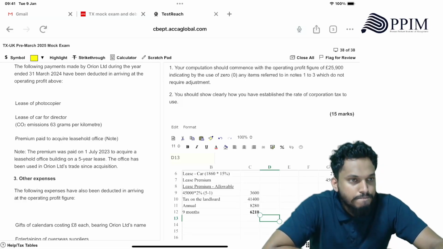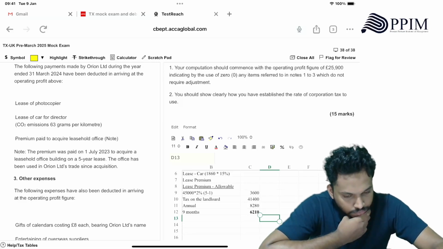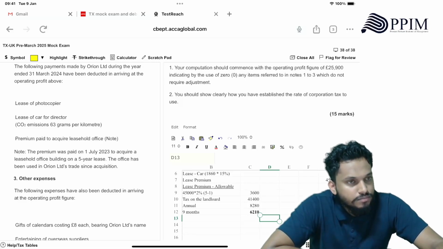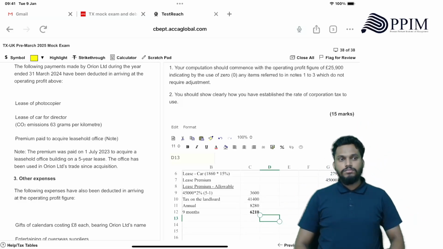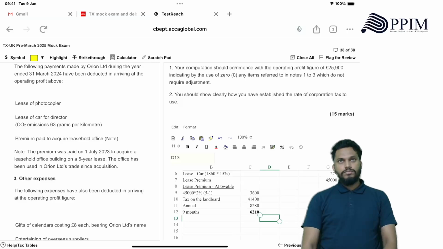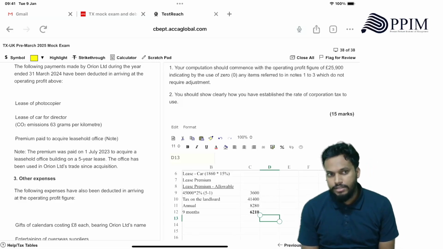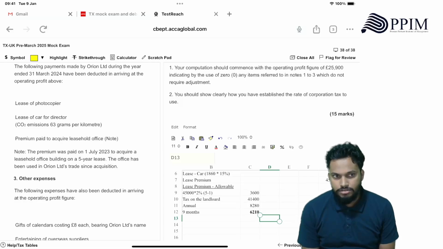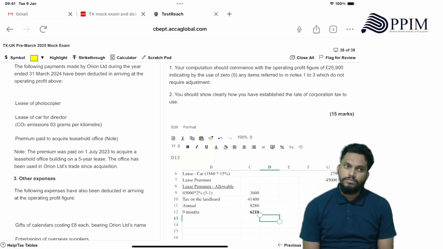Here we calculate the income element. Sometimes, I don't know how the question is worded, but sometimes they take straight away the income element and divide it by the number of years to find the figure per year. But then how do you know if it's the income element or the capital element that is going to be divided?